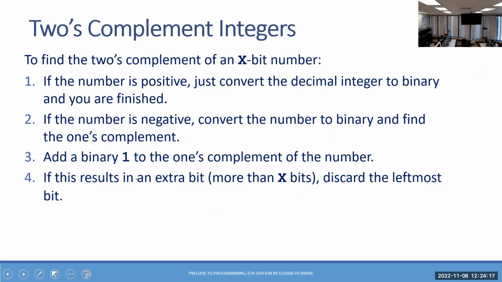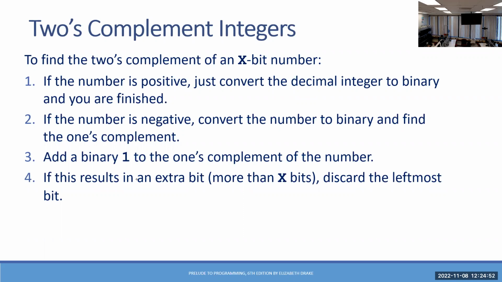Okay, now two's complement integer here, right? To find the two's complement of an x-bit number, if it's positive, you convert it normally and insert 0 before that. Now, if the number is negative, convert the number into binary and find the one's complement. That's the first step. That's why we have to understand also the concept of one's complement, right?